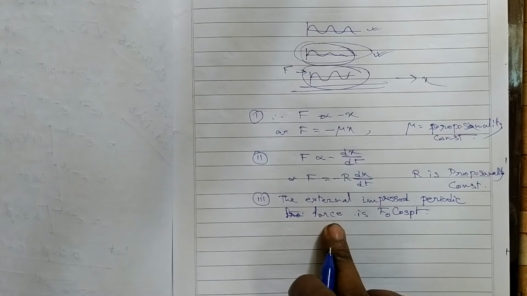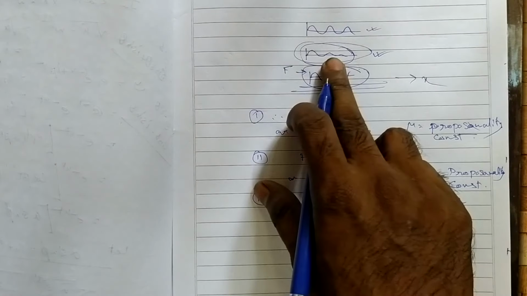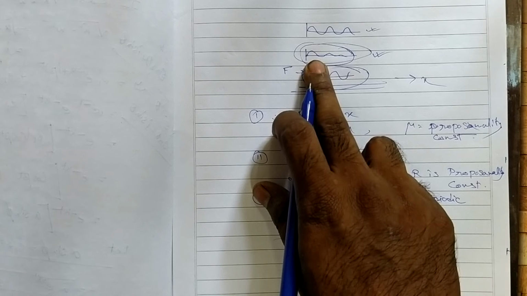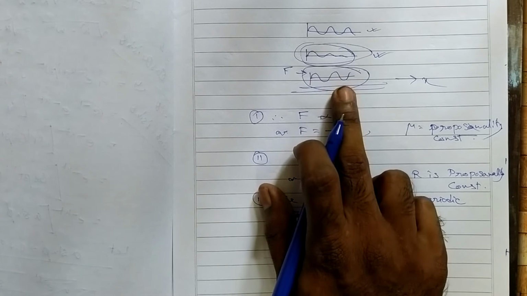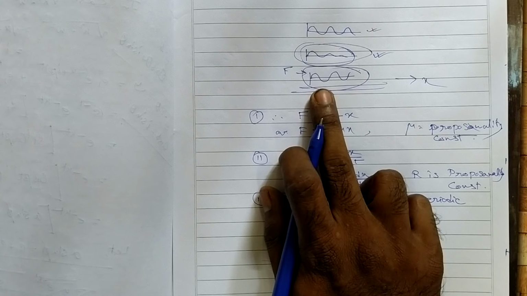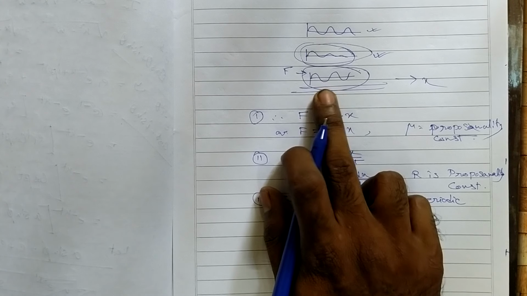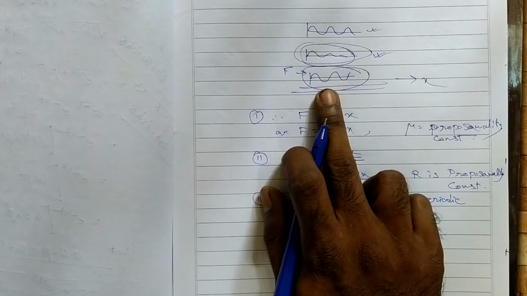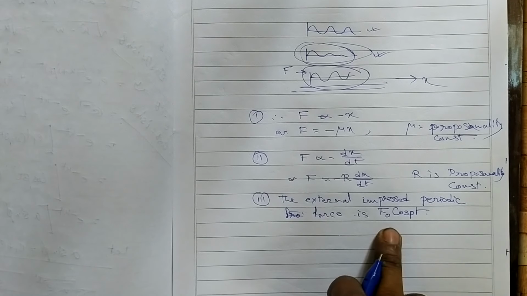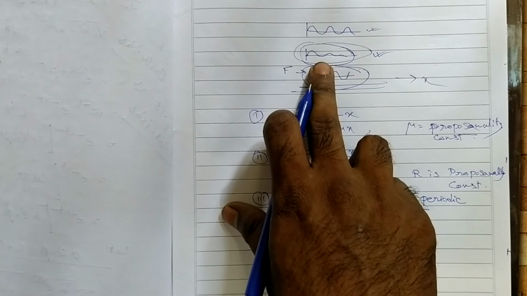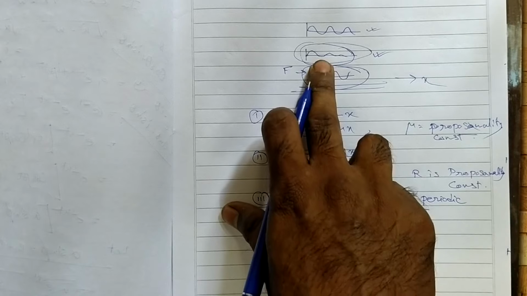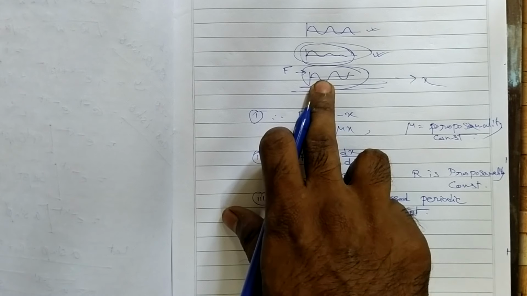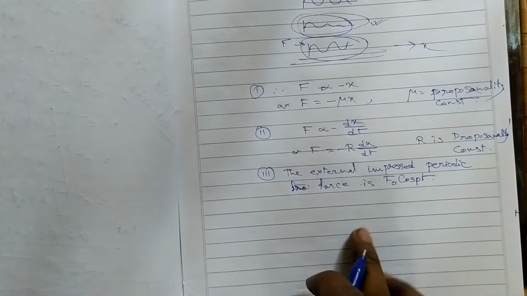This is an external impressed periodic force, because you need to resist the damped oscillation from a standard simple harmonic motion case. Then you get a motion, and this motion is known as forced oscillation, because you put some external force to resist the decrement of the amplitude of the damped oscillation. Is it clear?